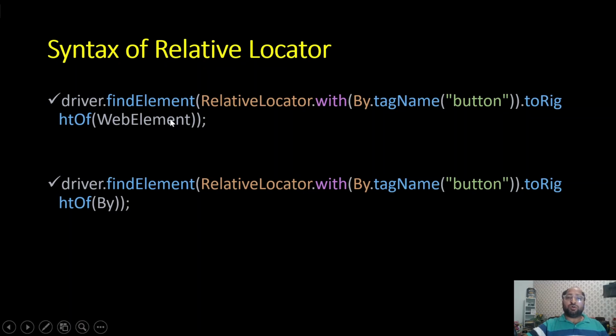So this is the syntax of writing the relative locators. We are going to write driver.findElement, and inside that we are going to write the relative locator syntax. So RelativeLocator, which is a class, dot with, this is the locator that we are trying to locate, and we are trying to locate to the right of this particular specified element or reference element, meaning we have located one web element, and with respect to this web element, we are trying to locate one element to the right of it with tag name button. Similarly, instead of a web element, we can use By as well. So these are the two syntaxes that we can utilize.